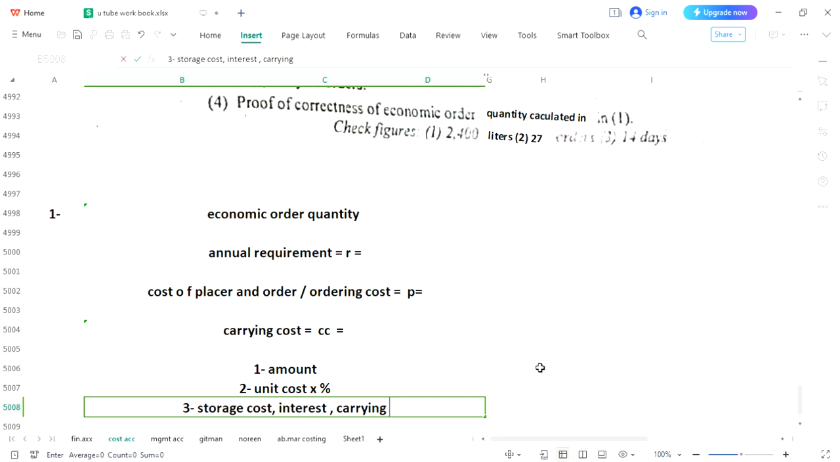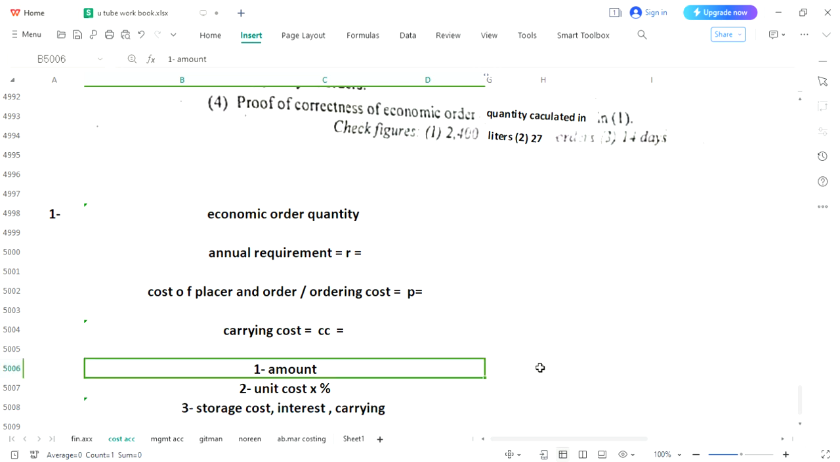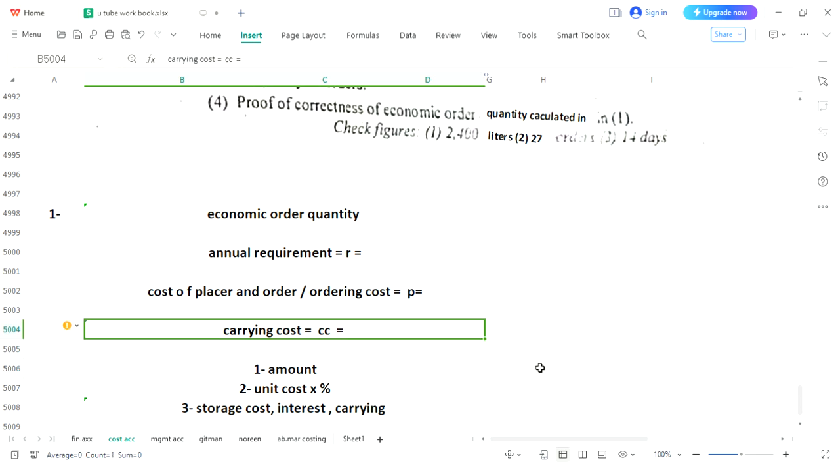So there are three ways with which you will recognize which cost is carrying cost. First, as I have told you, an amount like 20, 25, 30, 50, 60 would be given in the question as carrying cost. Carrying cost is per unit. So you may memorize it like this: carrying cost would always be given per unit. Second, a percentage of carrying cost would be given.